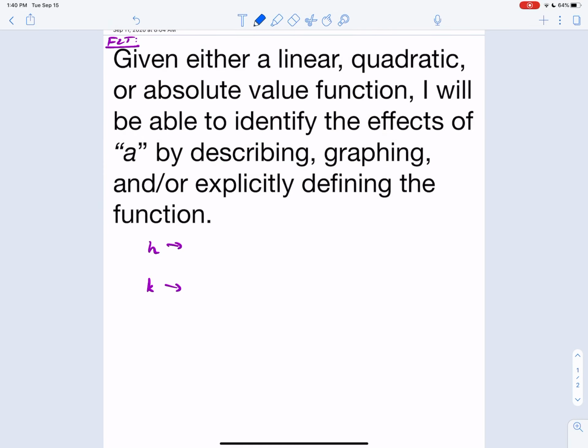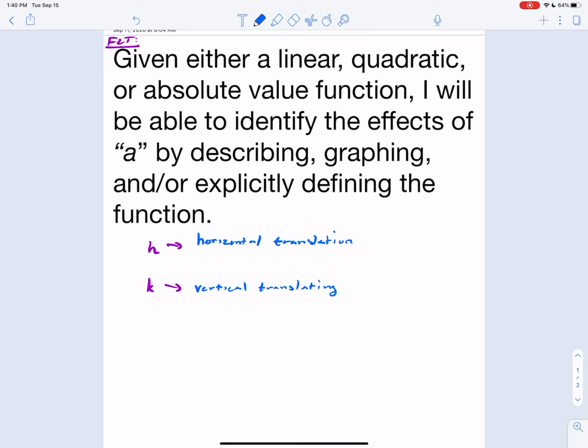So basically, h and k will give you a translation, okay? But this right here is your horizontal movement or translation. You could use the word shift if you want as well. And k is your vertical translation, which is basically making the graph go up and down, okay?